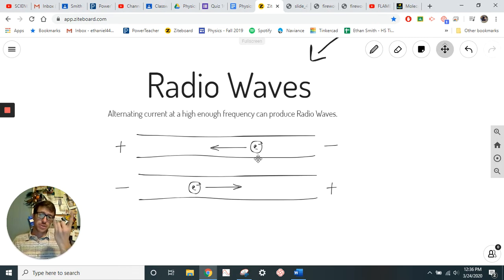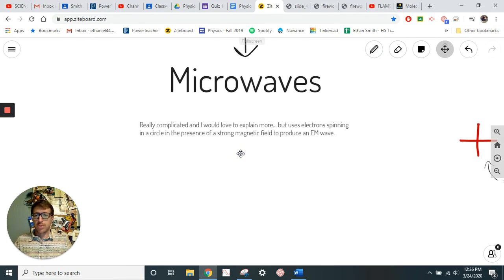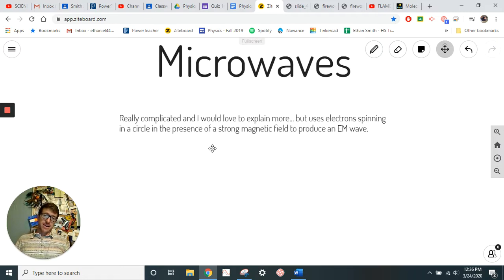So if I reverse this current at a certain frequency, then I can get a radio wave. A charged particle that is moving, accelerating back and forth. It's just like that marble oscillating up and down on that spring is what we have here in a wire. And so that's how you can get a radio wave. Pretty straightforward, right? And radio waves have a particular frequency, so you need to do it at that frequency to get that.